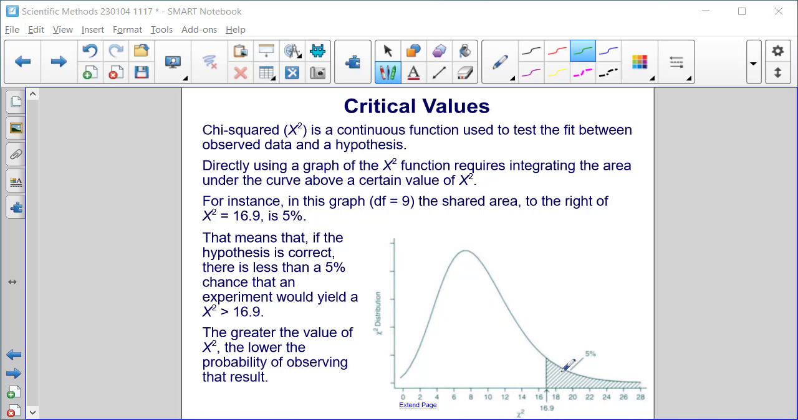So here's 16.9. I've shaded this area. This is 5%. That means that if the hypothesis is correct, there is less than a 5% chance that an experiment would yield a chi-squared greater than 16.9. The greater the value of chi-squared, the lower the probability of observing that result.